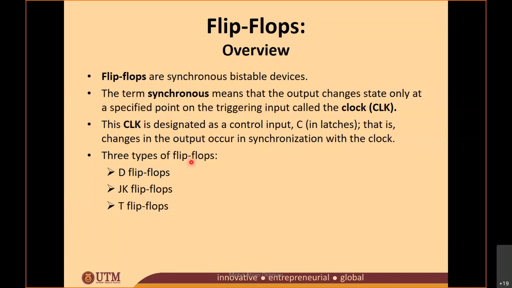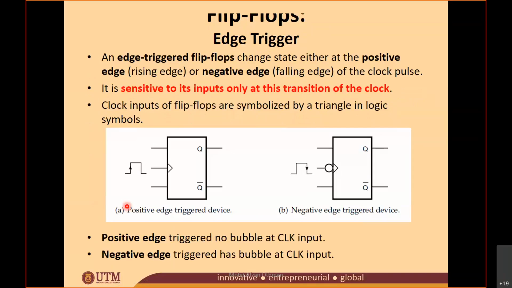There are three types of flip-flop: D flip-flop, JK flip-flop, and T flip-flop. Before we go into more detail on the three flip-flops, first we need to know what edge triggered is. An edge triggered flip-flop changes state either at the positive edge, which is a rising edge, or the negative edge, which is a falling edge of the clock pulse. So it is sensitive to its input only at this transition of the clock.